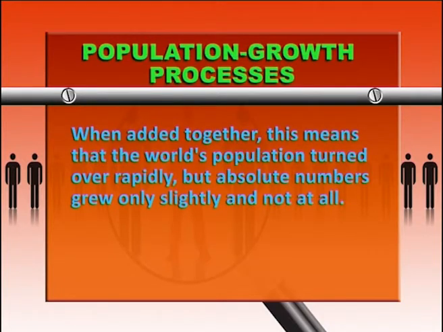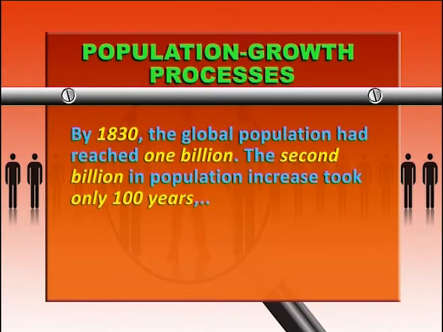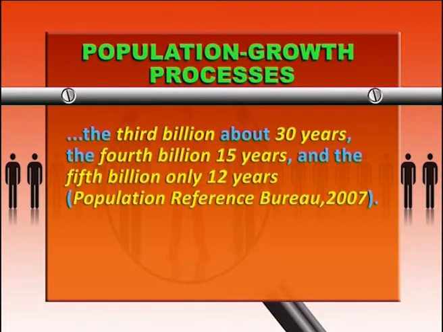When added together, this means that the world's population turned over rapidly, but absolute numbers grew only slightly, if at all. In demography, a relatively stable condition of no net decrease or increase in numbers is called a population replacement rate. By 1830, the global population had reached 1 billion. The second billion in population increase took only 100 years, the third billion about 30 years, the fourth billion 15 years, and the fifth billion only 12 years.